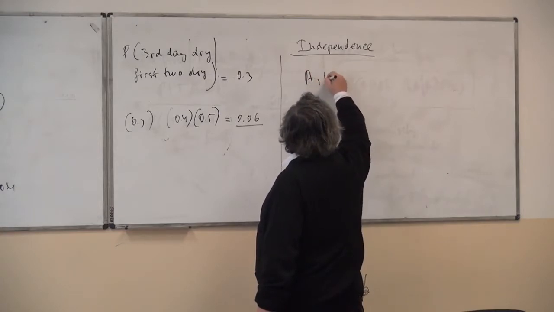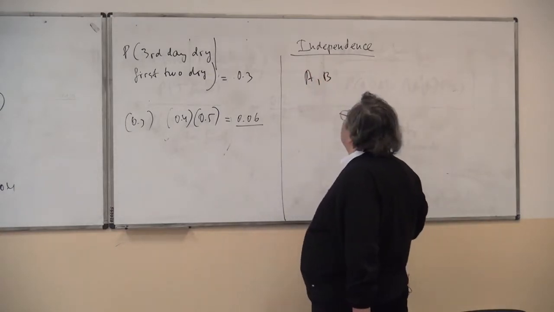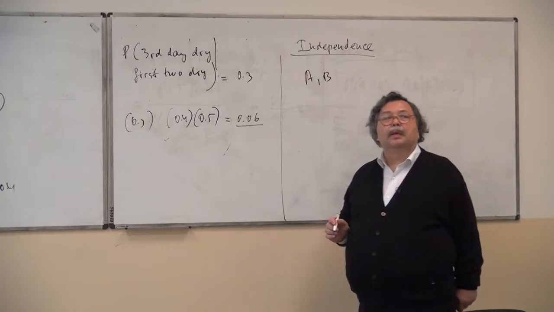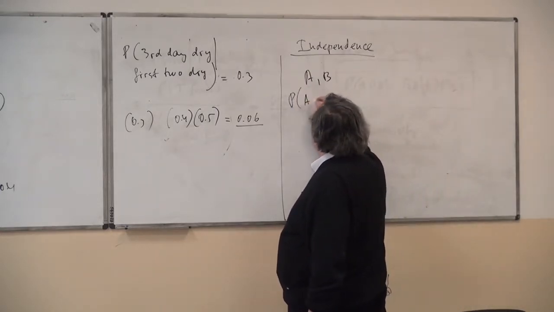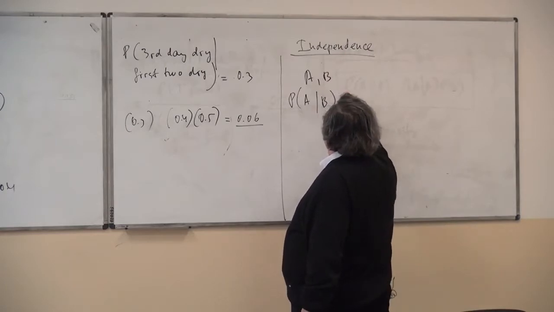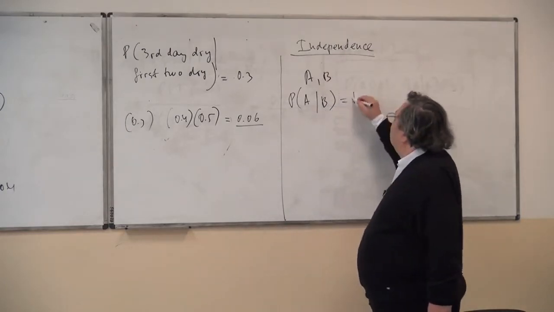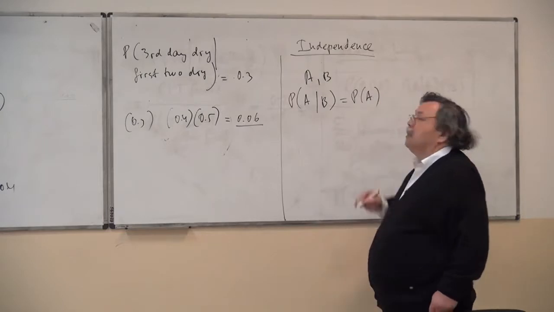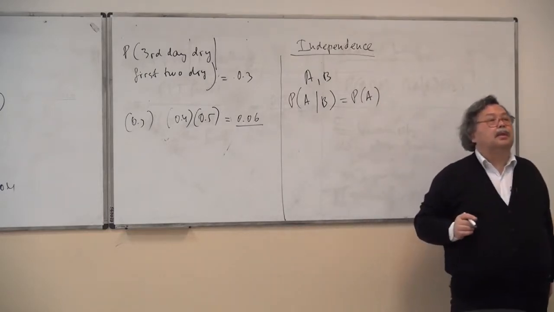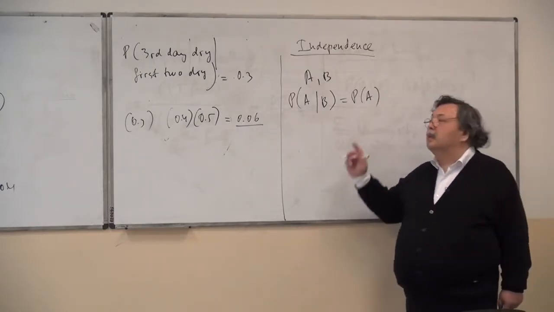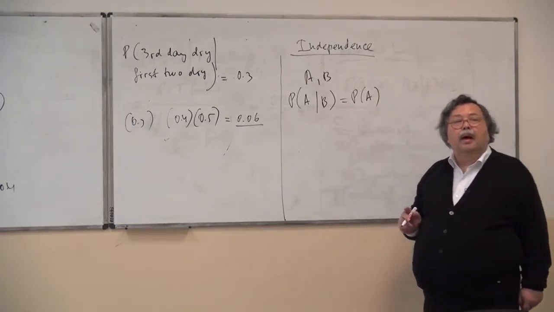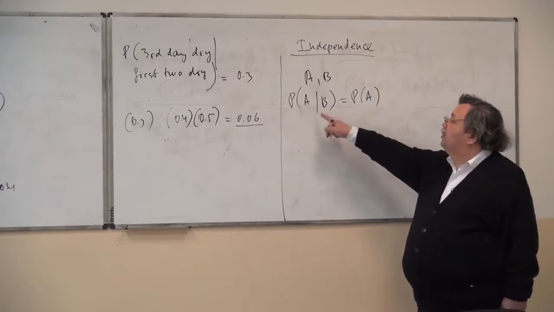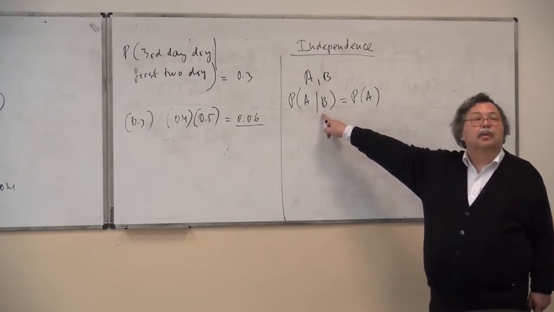Suppose we have 2 events A and B. The conditional probability of A given B is, well, is this, and if it's the same as just A, a probability of A, then we say that events A and B are independent. Okay? Now, what do we get if we substitute the right formula for this?